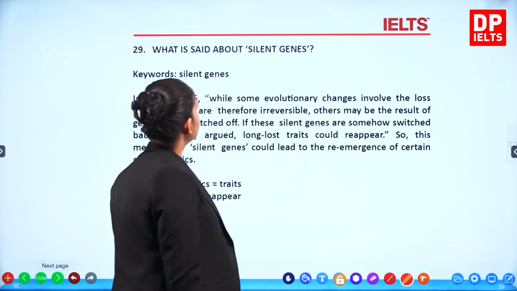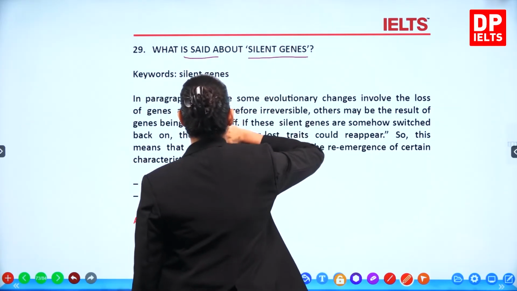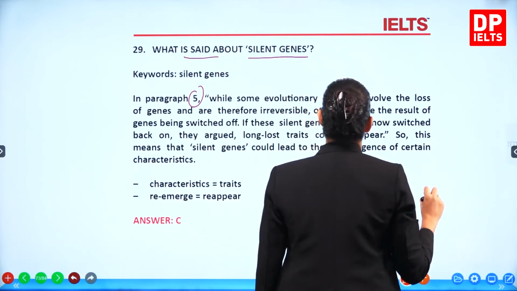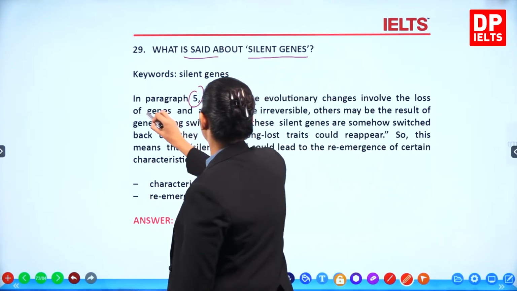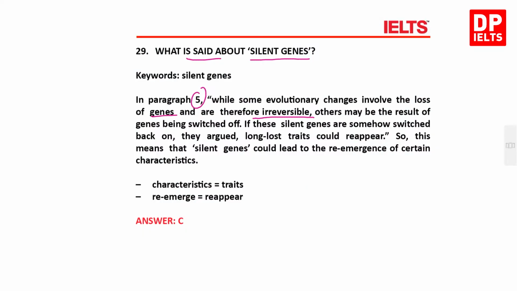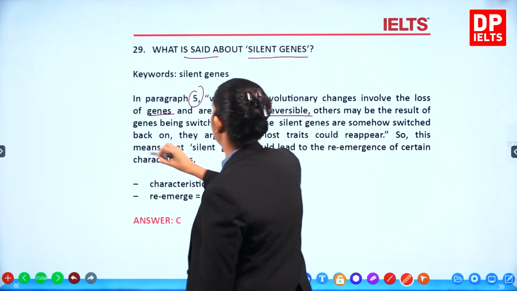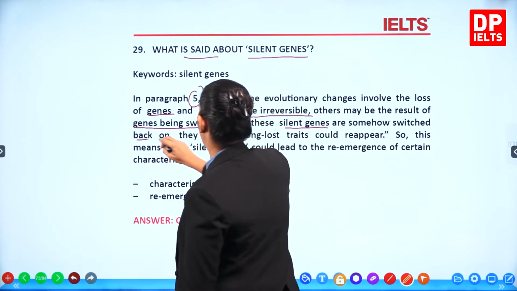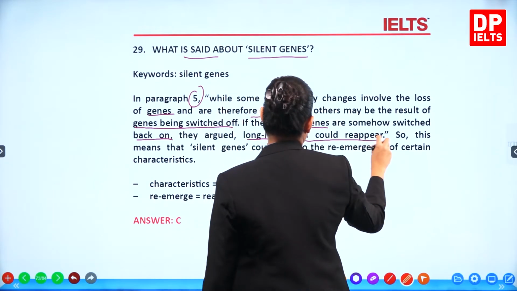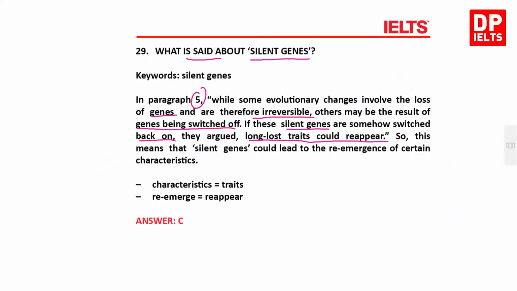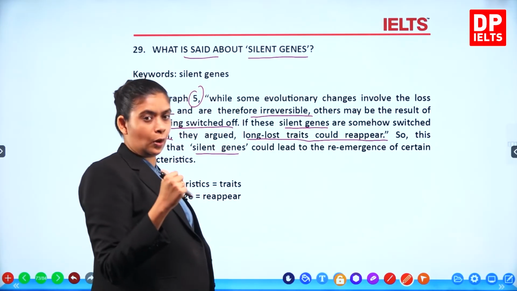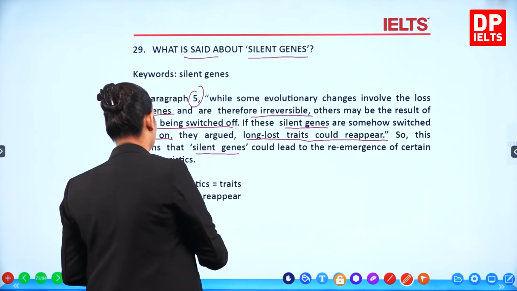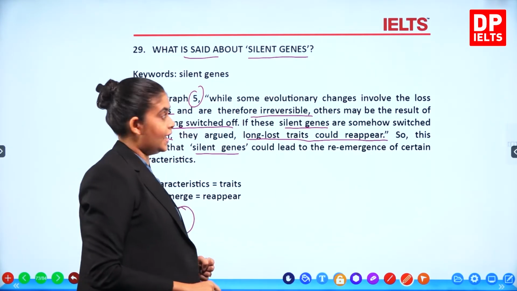29. What is said about silent genes? Go to para 5. While some evolutionary changes involve the loss of genes and are therefore irreversible, others may be the result of genes being switched off. If these silent genes are somehow switched back on, they argued, long-lost traits could reappear. So this means that silent genes could lead to the re-emergence of certain characteristics. Characteristics also means traits. Reappear and re-emerge are the same. So I would take the answer as C.